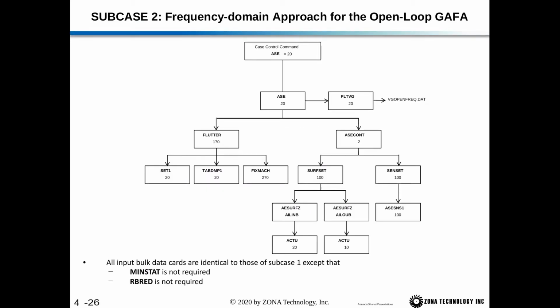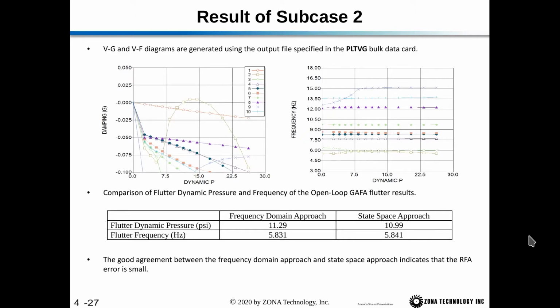Next is the second subcase, which is the frequency domain approach of the open loop GAFA. So all of the input bulk data cards are identical to those of the first subcase, except the MINSTAT card is not required and the rigid body reduction card is not required. So the results of subcase 2, you can see the results are very similar, which indicates that our state space rational function approximation had good parameters, because you can see the shape here of this mode is very similar.